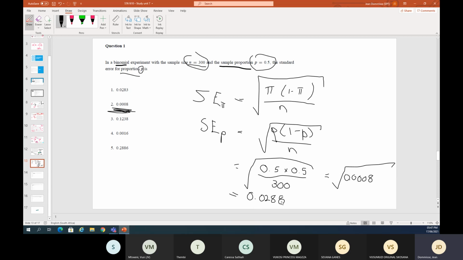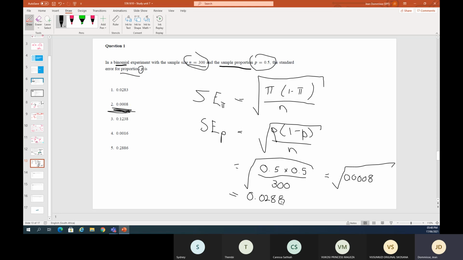Why is mine different? Did I miss it somewhere? 0.5 times 0.5 divided by 300 gives me 0.008333, and if I square root that, it gives me 0.02887.